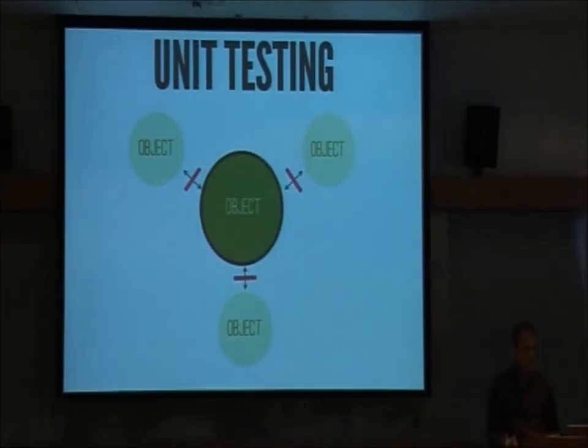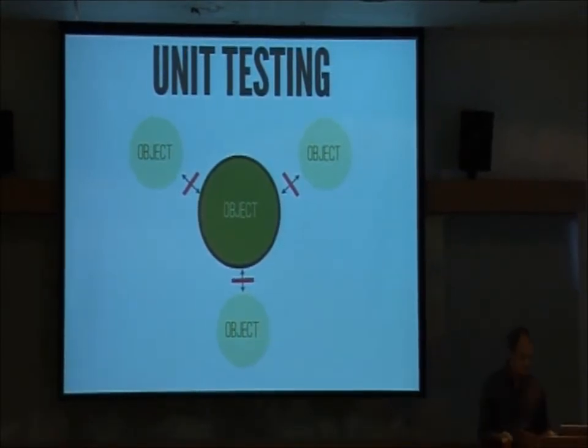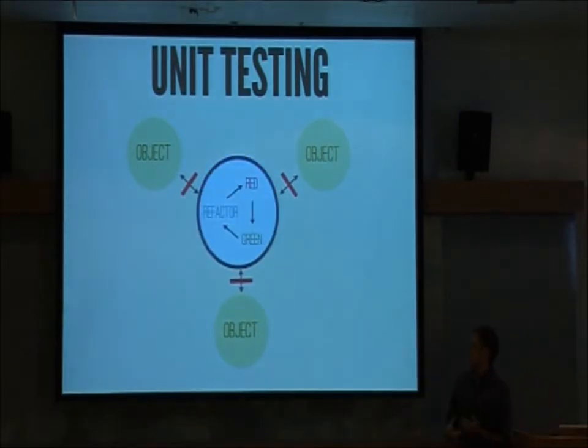I'm not going to go over that now, because you can do that without mocking frameworks. But you want to cut out those relationships so it's easy for you to test in isolation. That's what unit testing really is. It's testing the object in isolation. So once I'm in there, this is when I apply my cycle.